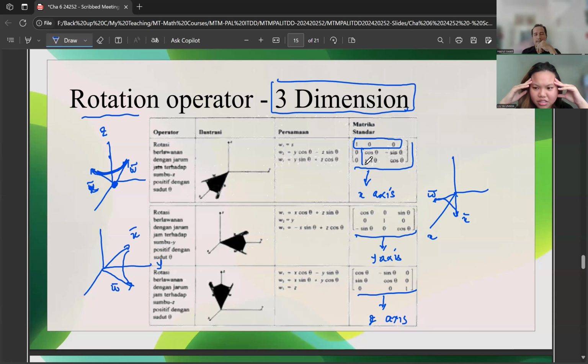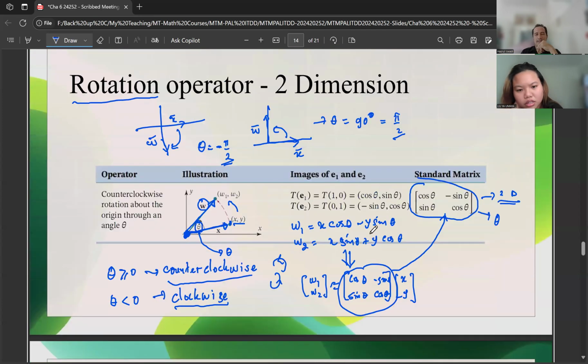The rest, for y and z, uses the formula in two dimensions. It is the same as the two-dimension formulation.